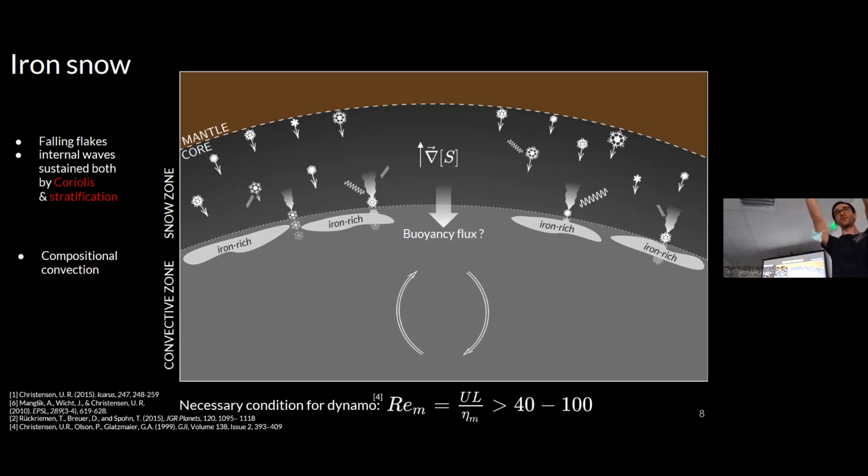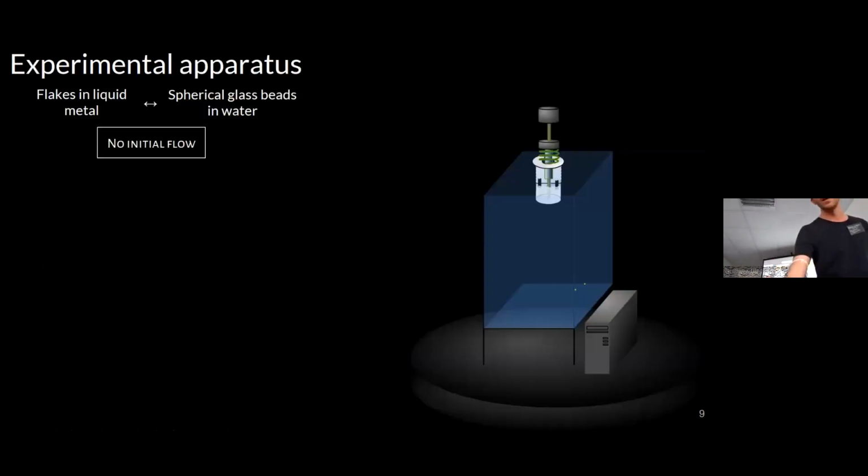Just consider that in the experiment, I want to look at snowflakes falling in a fluid, and I want to see what's the motion they create. I want to see the physics of the flows produced. So the analogy is that instead of having liquid metal, I have some water in a tank, and instead of having iron snowflakes, I have spherical glass beads. And I insist, I want to look at the motions created by the particles themselves.